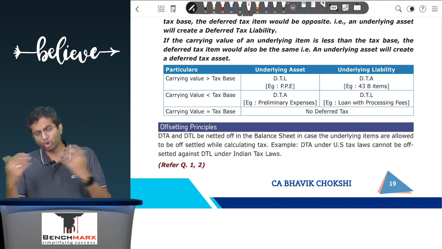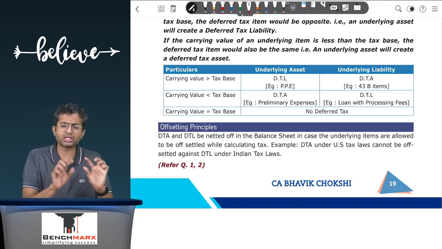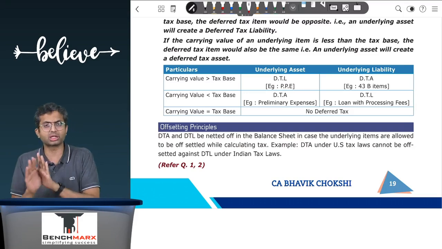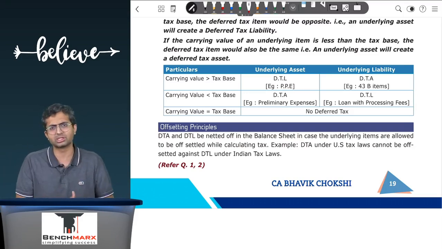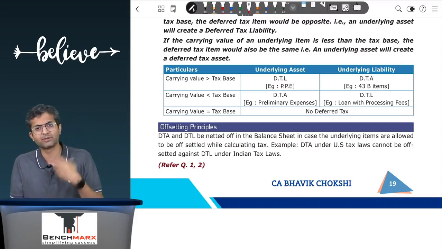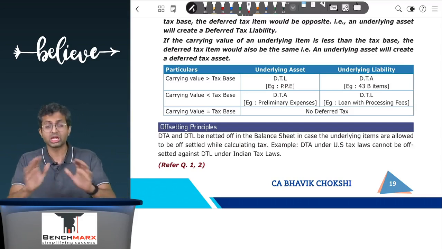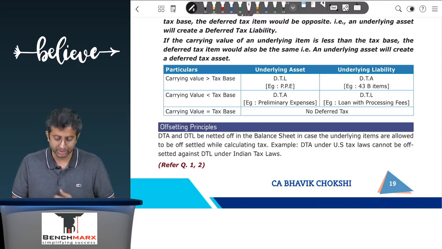For the liability also the rules are the same. Basically, if the carrying value is greater than the tax base, answer is opposite. Carrying value is less than the tax base, answer is in the same direction. You can just practice this, or you can remember other rules which you are more comfortable with.